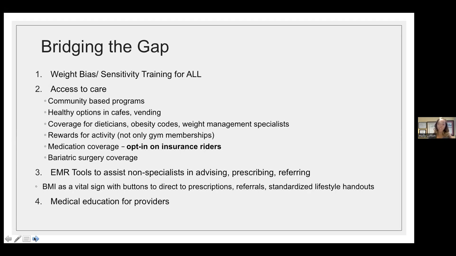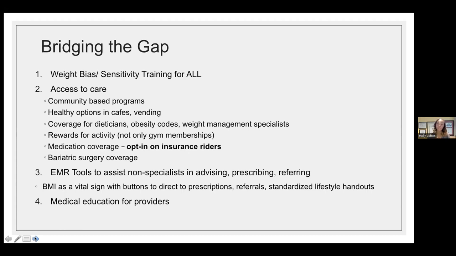Having more weight management specialists. There are about 6,000 obesity board certified specialists in the country right now. If you want to become one, I can talk to you about that offline. Having rewards for activity, not only gym memberships, because gym memberships cost money, but walking is an activity that should be rewarded, for example. And medication coverage.